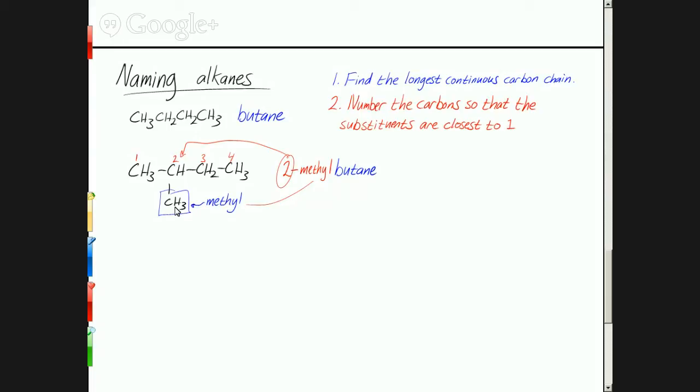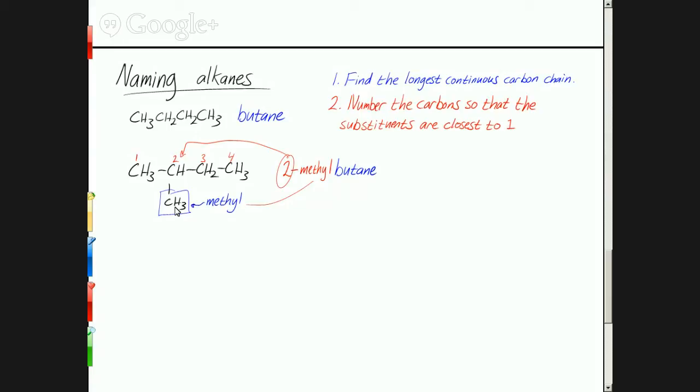Additionally, we need to make sure to have the longest chain. And this is a common mistake. If you see a structure written like this, it's easy to say, oh, that's the chain because it's going across left to right. But that's not the longest chain. That's only 3 carbons. The longest chain is this one or this one. So we're going to look for the longest possible chain, and we're going to number it so that the substituents are closest to 1.